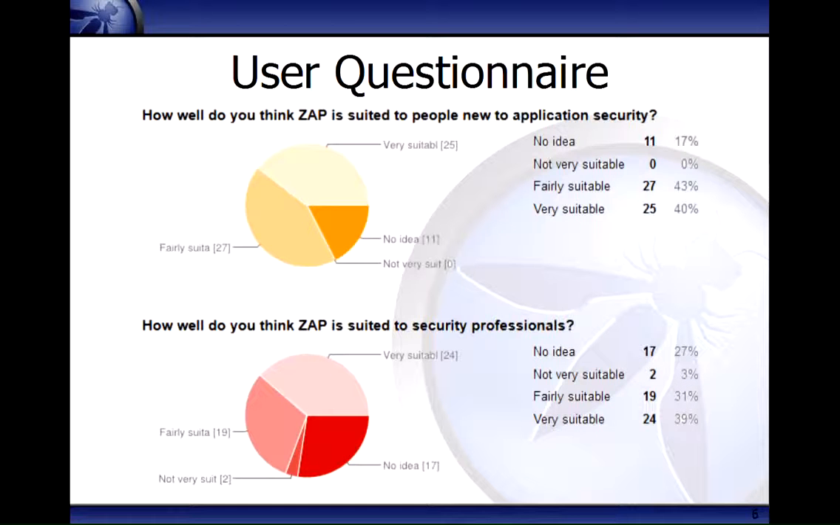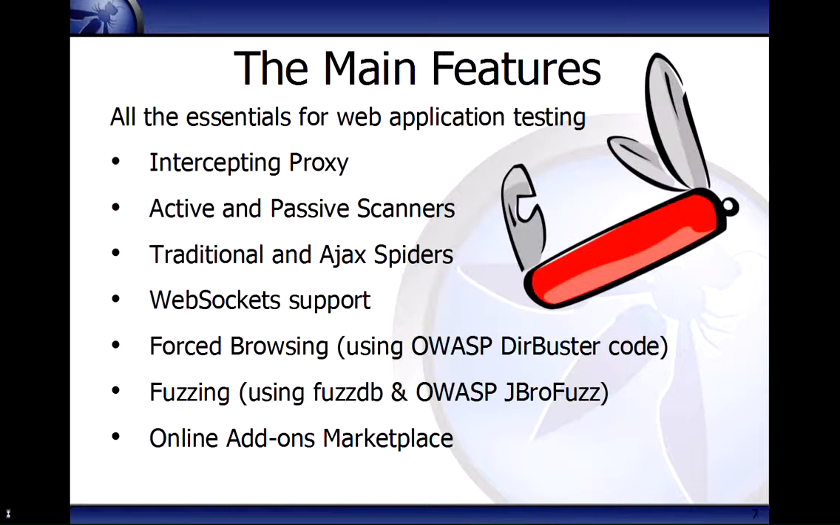On the Zap homepage, both on Google Code and the OWASP site, we actually have a user questionnaire. We're trying to find out how people use it, so if you do use Zap, please go on there and answer the questions if you haven't already. You can see that the vast majority think it's very suitable or fairly suitable for people new to application security, and the vast majority think it's very suitable for security professionals as well. There's loads more stats, with all the questions and answers there, and the questionnaire has been translated into French and Spanish as well.